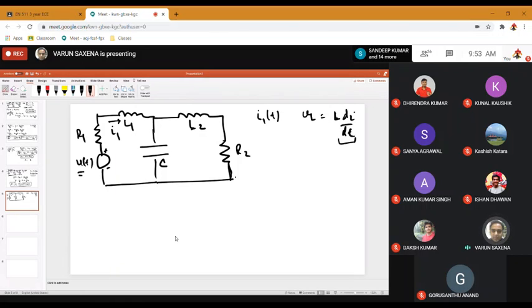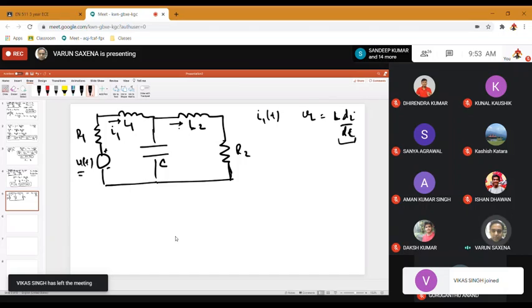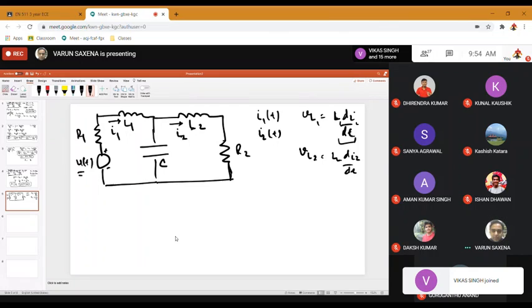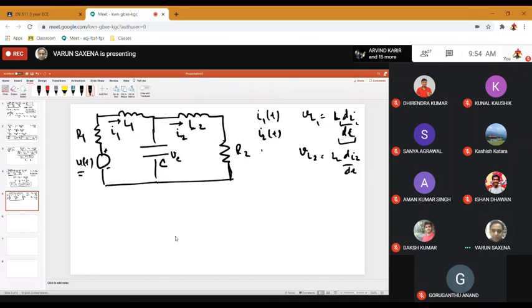So this is the first state variable. Then let's say that the current in this is I2. So you can form a state variable I2 because you can write that VL2 is equal to L2 di2 by dt. So you get that differential also. So the second state variable is I2. And if you look at the capacitor, then the state variable can be Vc, which is the capacitor voltage. So that is how you decide.